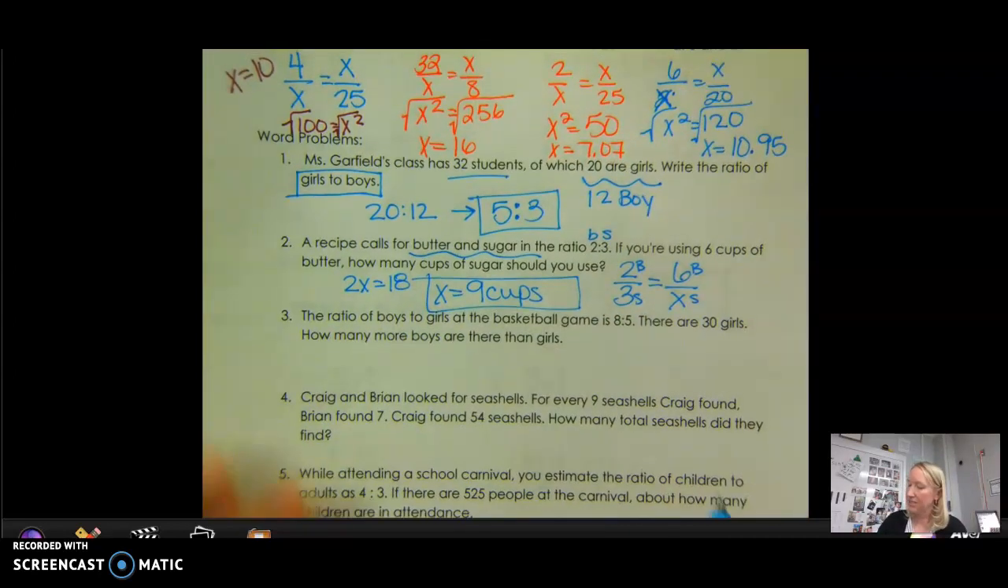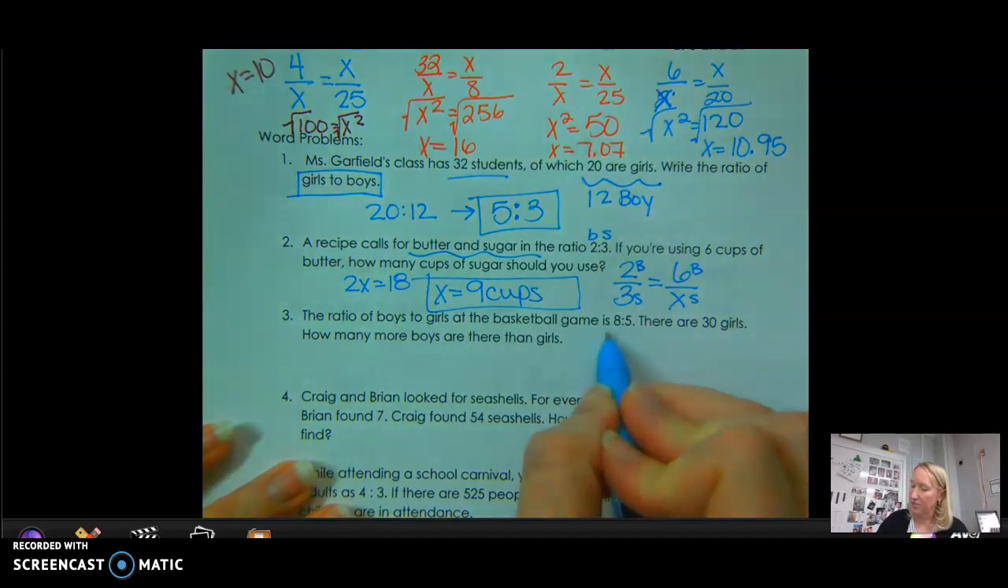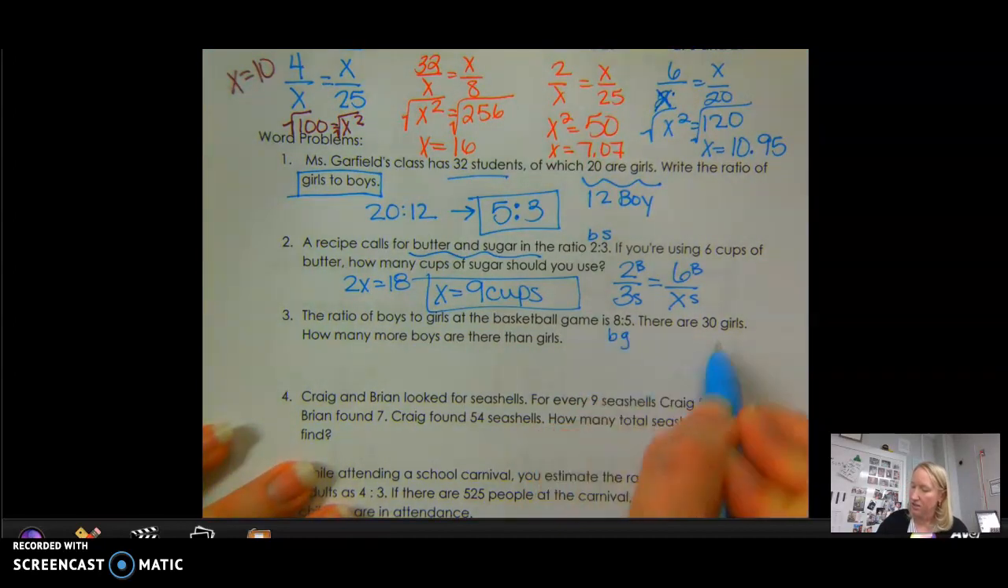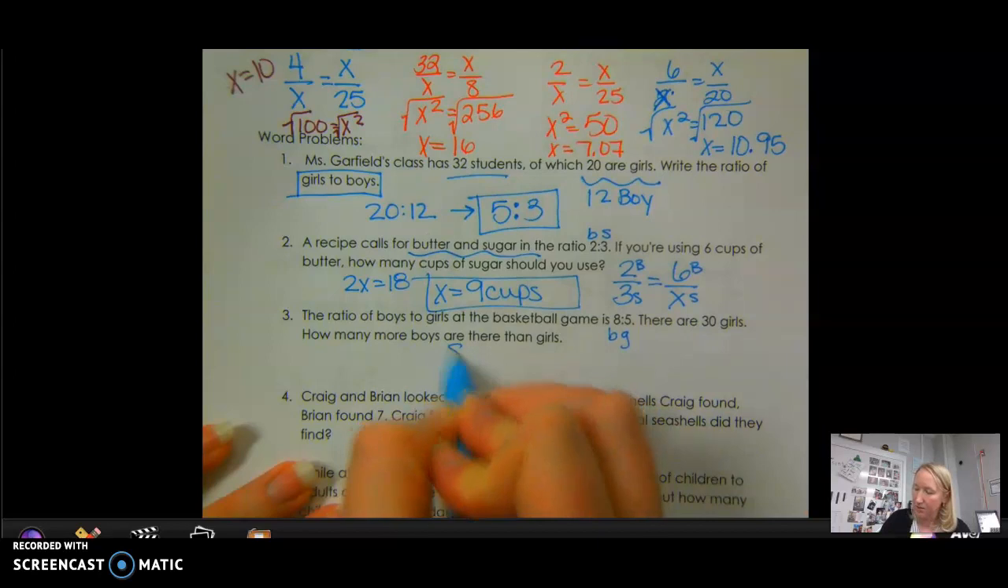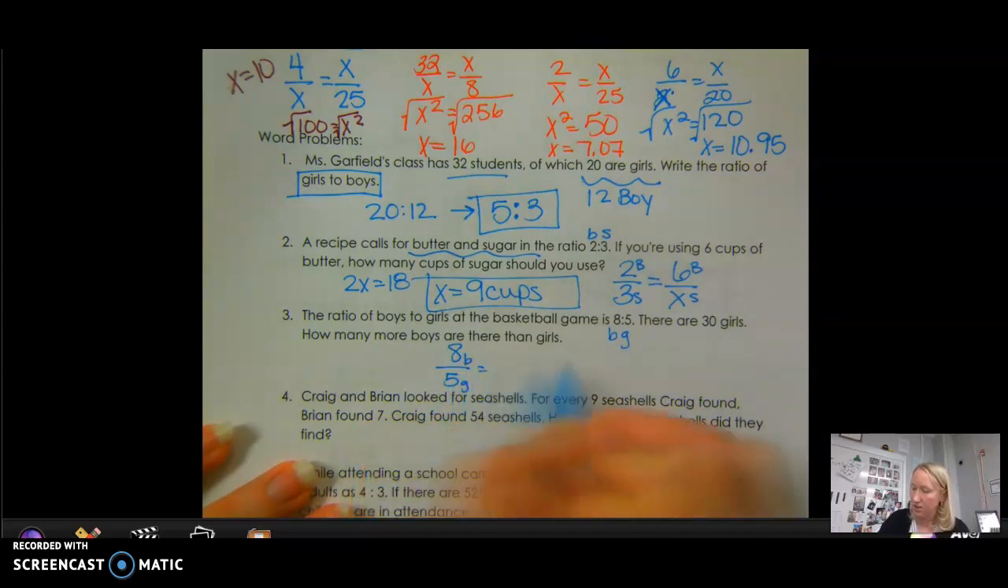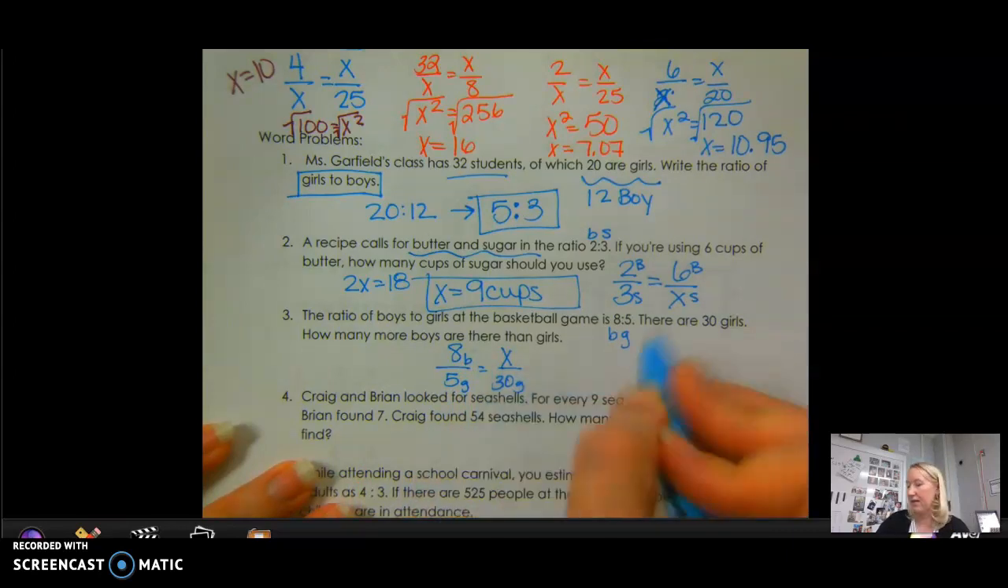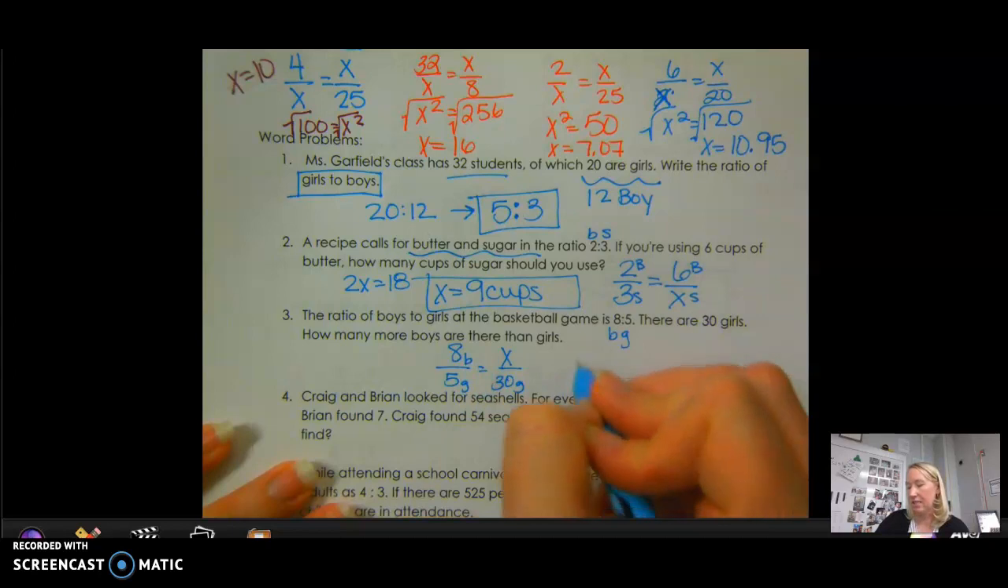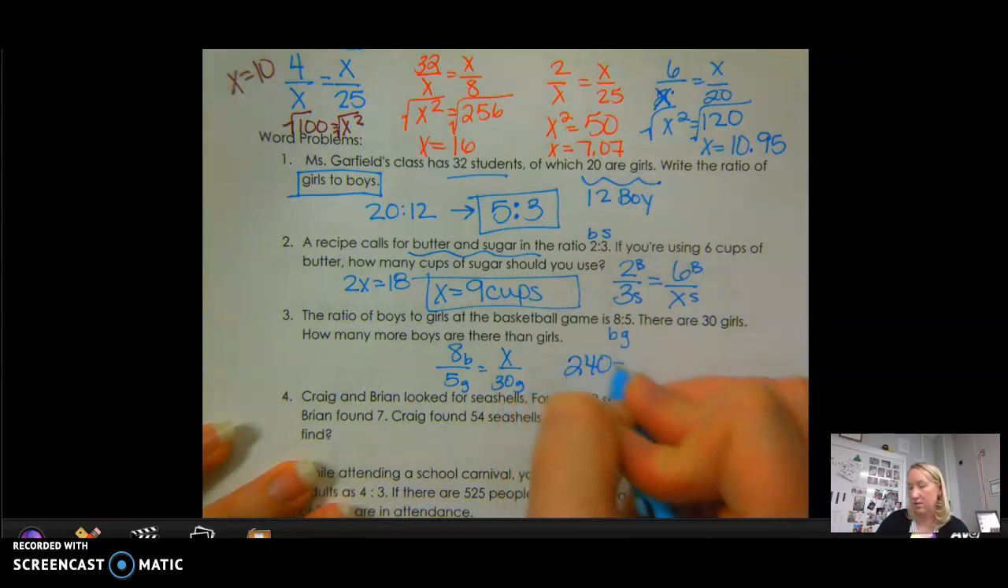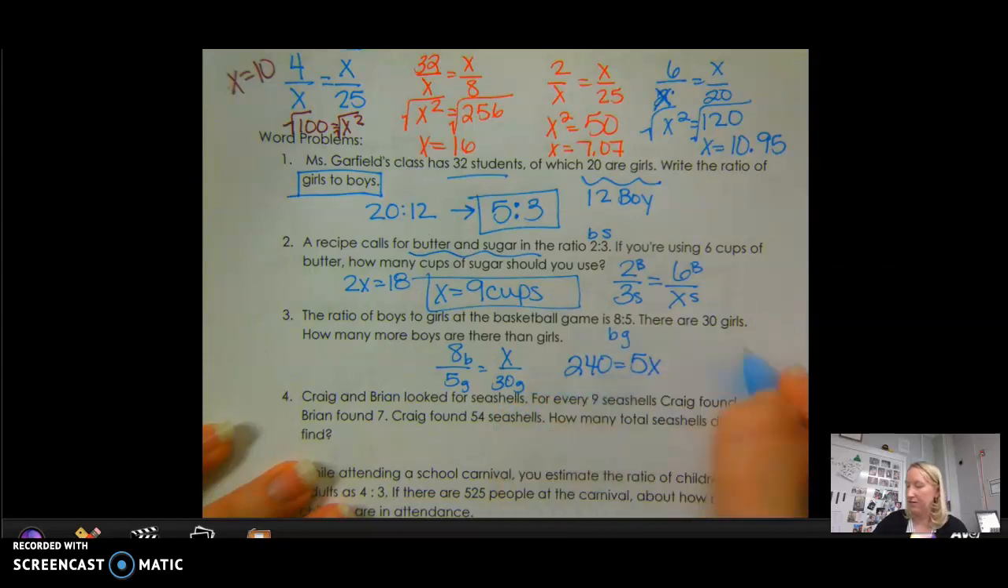Ratio of boys to girls of a basketball team is 8 to 5, so 8 boys for every 5 girls. There are 30 girls, so 8 boys to 5 girls, 30 girls. How many boys? Cross multiply. 8, 16, 24, so that's 240 equals 5x. Divide by 5, divide by 5, x equals 48 boys.